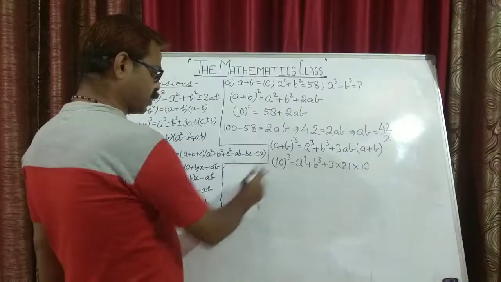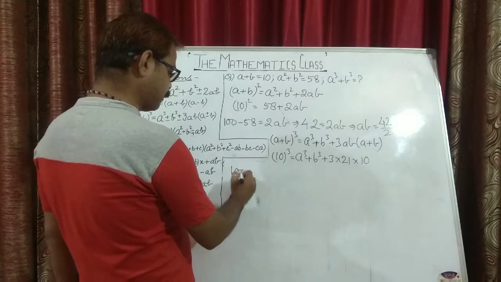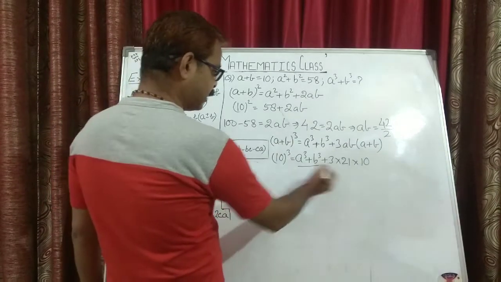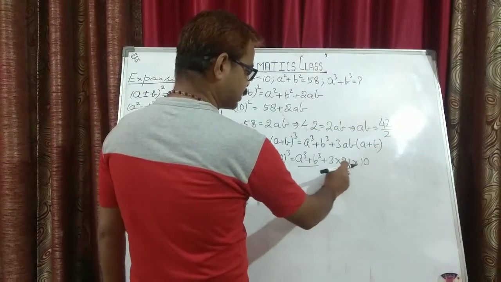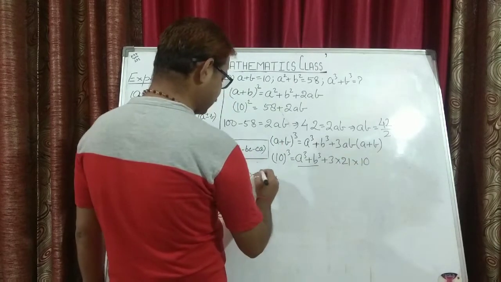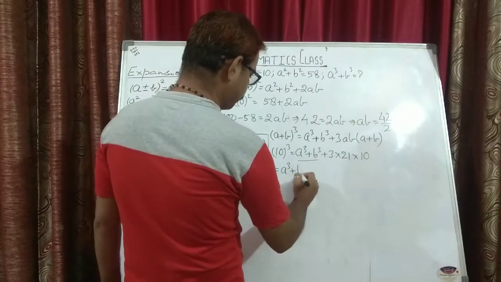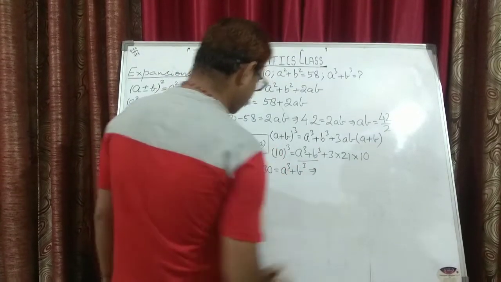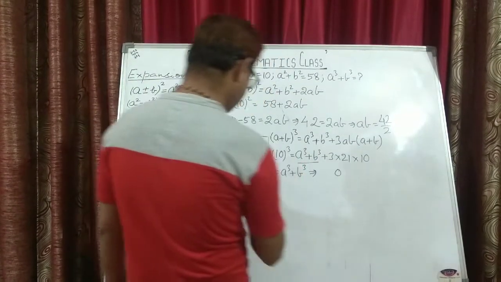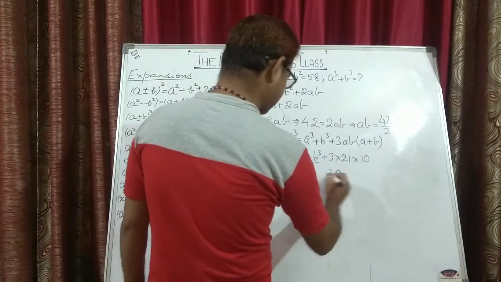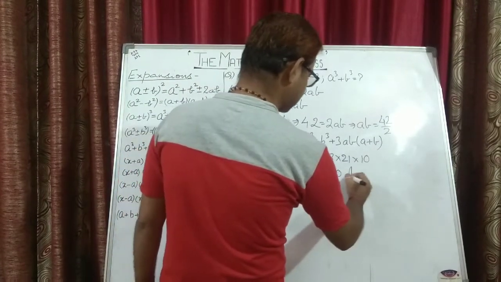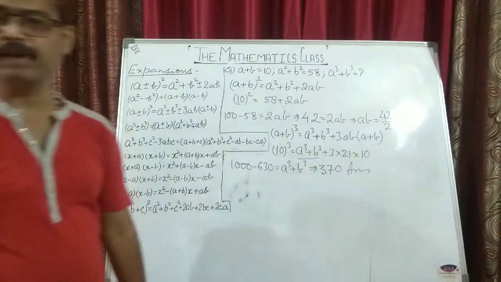Now simply you have to solve it out. 10 cube is 1000. This will remain here, rest will come to the other side. This is 63 into 10, that is 630. So 1000 minus 630 is equal to a cube plus b cube. So 0 minus 0 is 0. 10 minus 3 is 7 and 9 minus 6 is 3. So 370 is the final value.